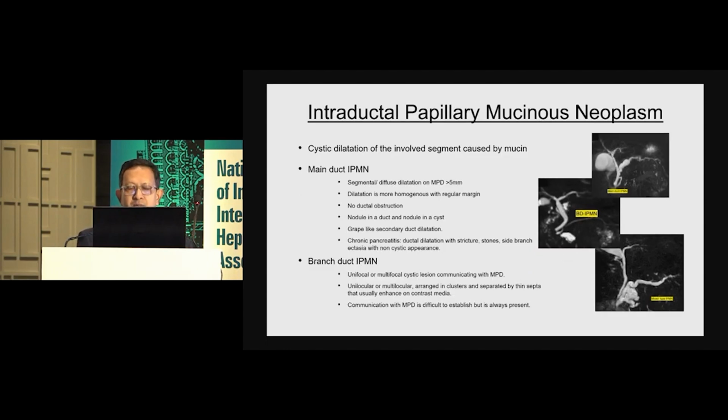Coming to IPMN, there is cystic dilatation of the involved segment, which is caused by mucin. The important thing is that in main duct IPMN, there is segmental or diffuse dilatation of the main pancreatic duct, which is more than 5 millimeters in size. The dilatation is more homogeneous with a regular margin. There is no ductal obstruction, and nodules are present either in the duct or in the cyst, and there is grape-like secondary ductal dilatation. That has to be differentiated sometimes from chronic pancreatitis, where the ductal dilatations are there with strictures, stone formation, or side branch ectasias with a non-cystic appearance.